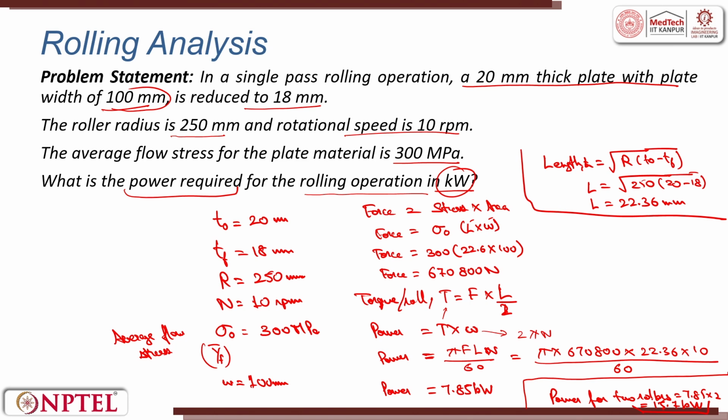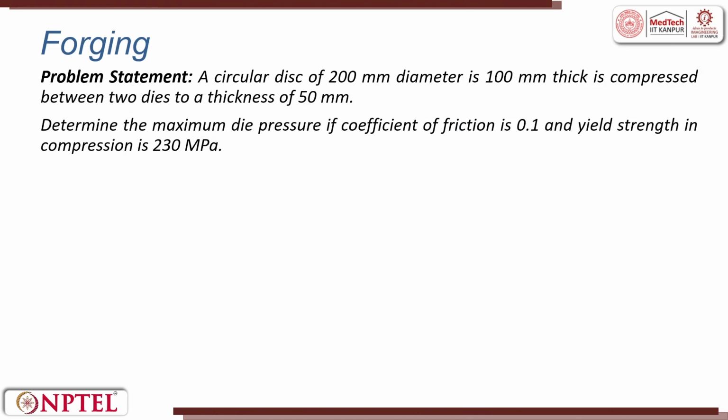Now I will take one problem each in forging and blanking. There is a problem that mentions a circular disc of 200 millimeter diameter and 100 millimeter thickness. This is compressed between 2 dies to a thickness of 50 millimeters. Determine the maximum die pressure if the coefficient of friction is 0.1 and yield strength in compression is 230 megapascal.